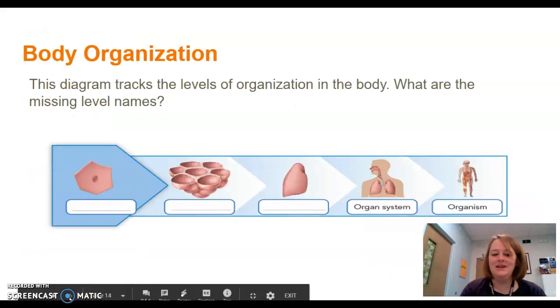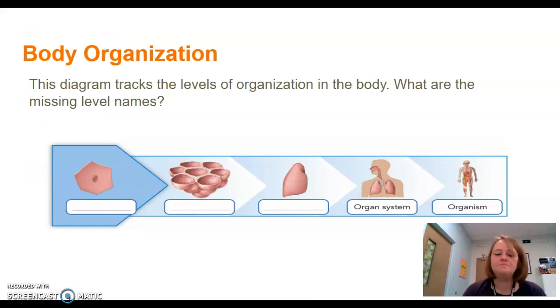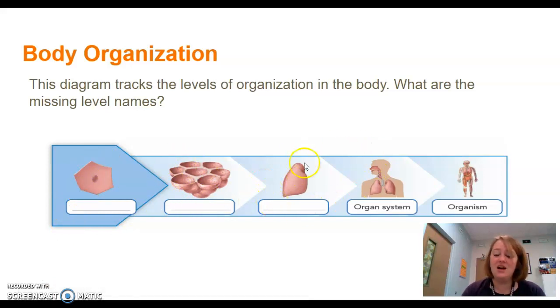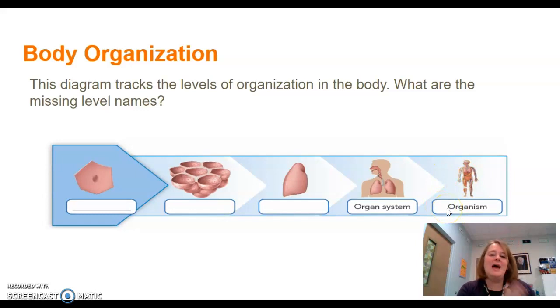Alrighty. Last but not least, when we look at how all of these things are organized, our cells make up tissues. Our tissues make up organs. Our organs make up organ systems. And our organ systems make up organisms. So, we have all of these small building blocks that build upon each other to make us, plants, and all living things what they are.